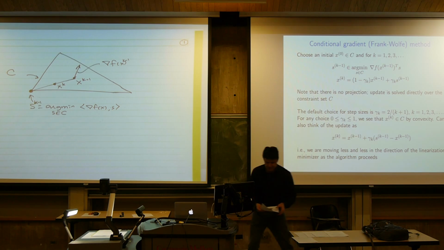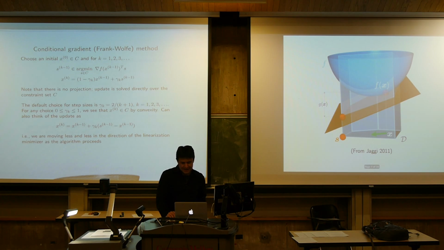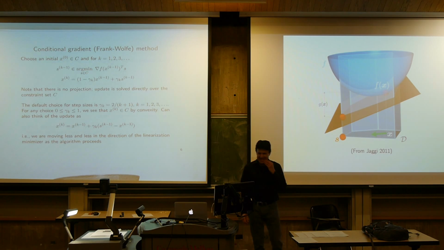So that is conditional gradient. And again, this is the two-dimensional picture that shows the logic of the algorithm. This is the algorithm. And then here is the fancy three-dimensional picture that is, of course, not drawn by me. It was drawn by this guy, Martin Jaggi.